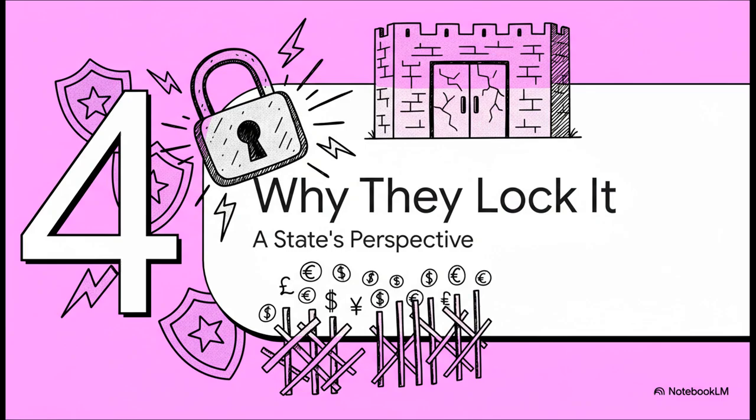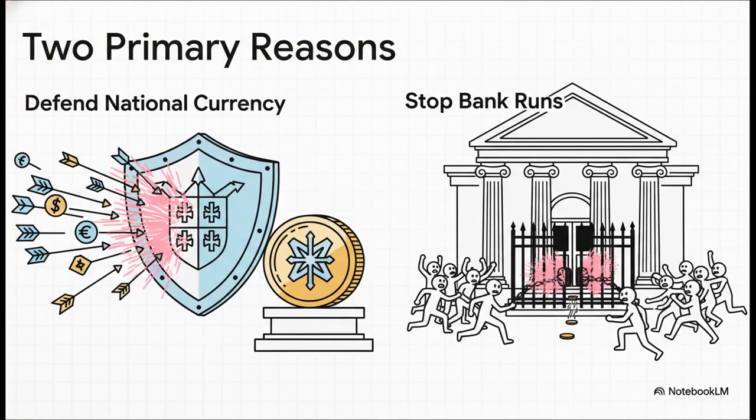So the obvious question is, why would a government do this? I mean, why lock the door on its own citizens' money? Well, from the state's perspective, these aren't malicious acts. They're seen as defensive moves during a crisis. And it really comes down to two main reasons.